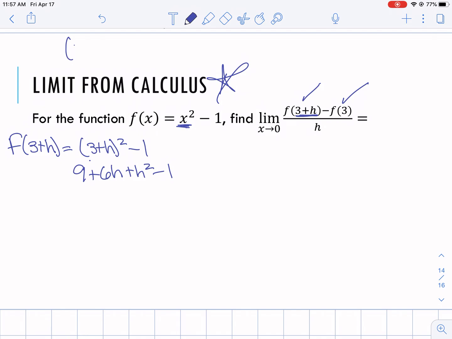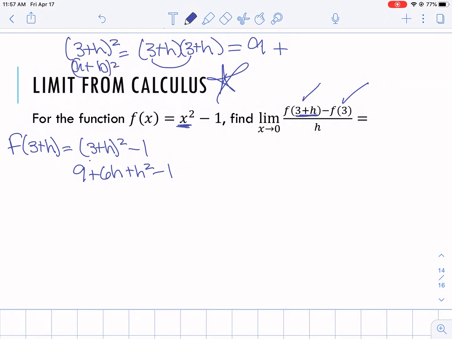And remember, I don't know if you guys notice the trick really quick when you do this, right? 3 plus h times 3 plus h. If this is a plus b, it's always a squared. Well, what's a squared? 3 times 3, 9, plus 2ab, because we're doing 3 times h two times. Well, 3 times h is 3h, so 2 of those is 6h, and then you do b squared. So that's how I get h squared really quick.